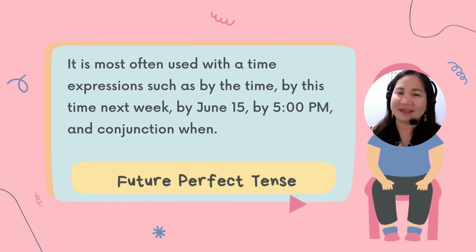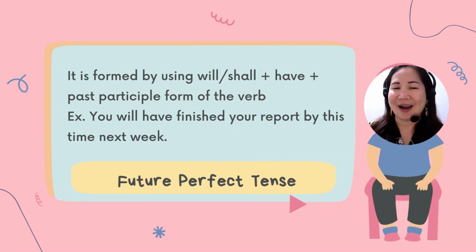Future perfect tense is most often used with time expressions such as by the time, by this time next week, by June 15, by 5 p.m., and the conjunction when. Usually it states the time that will be happening in the future. We form the future perfect tense by using will or shall and then have.